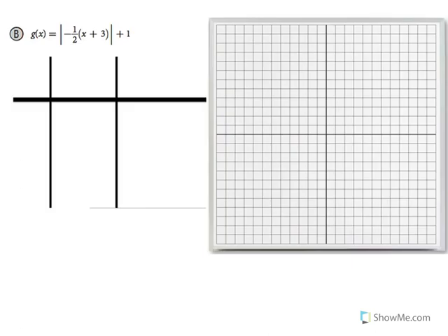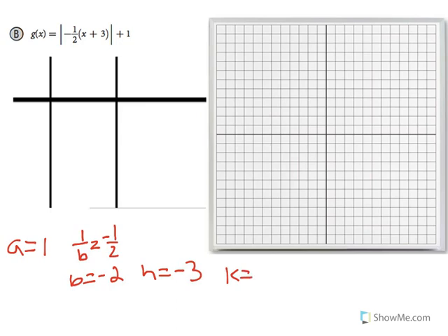So from here, we know that our A is 1, and for B, we have 1 over B equal to -1/2. So that means that B must be -2. And H is equal to -3, and K equal to 1. So then that's our B, our H, and our K.